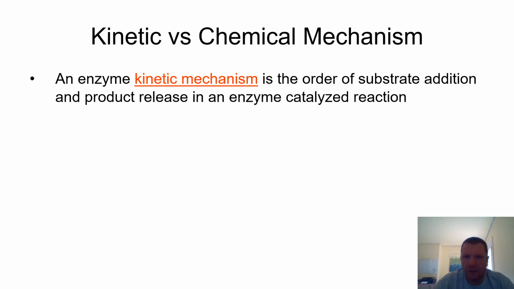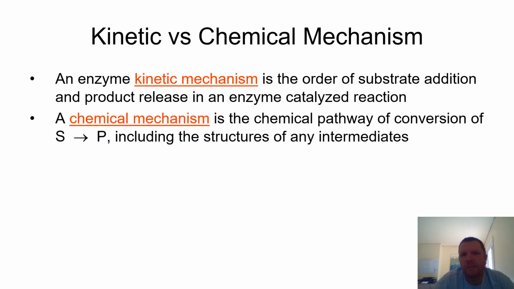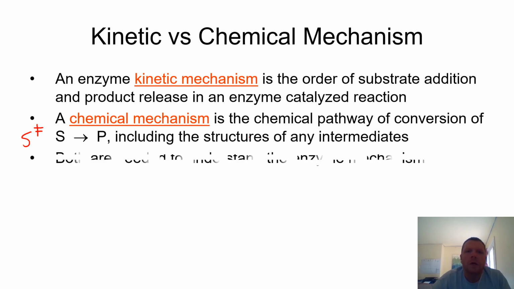A kinetic mechanism is the order of substrate addition and product release in an enzyme catalyzed reaction. Whereas a chemical mechanism is the chemical pathway of conversion of your substrate to the products, including the structures of any intermediates. We've already discussed a transition state, S double dagger. That is a different molecule than the substrate, and a different chemical molecule than the product.